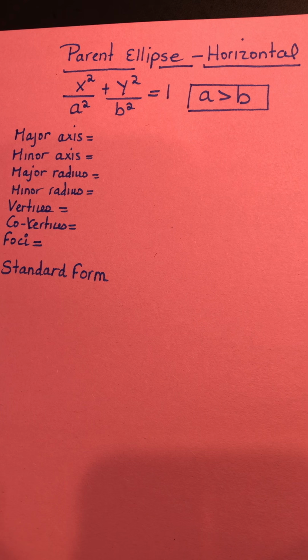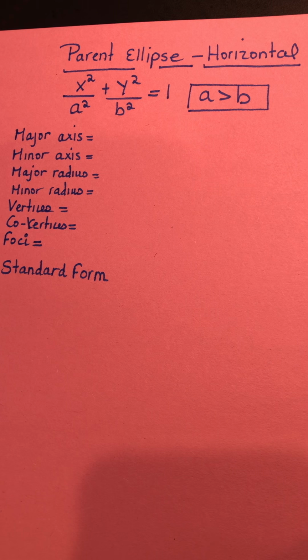Welcome to video number 2 on ellipses. So in the last video, we learned about the parent ellipse, and we learned there were 2 types of ellipses, a horizontal ellipse or a vertical ellipse. So today I want to talk about all of the specifics of a horizontal ellipse and make sure you're taking excellent notes so that you can refer to this in your next set of assignments.